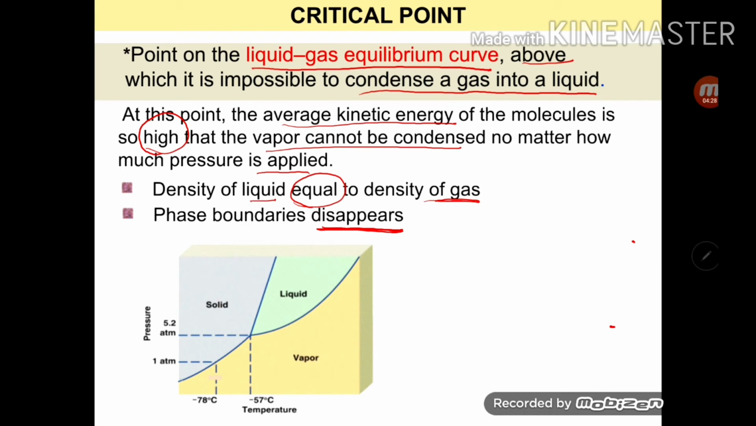So where is the position of the critical point? It is at the end of the liquid-gas equilibrium curve. This one we call the critical point.